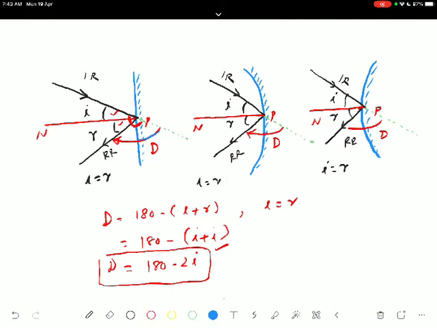Example I am writing here. Example number 1: if I is equal to 30 degrees, what is the angle of reflection? Angle of reflection R is equal to 30 degrees. And what is the angle of deviation? Angle of deviation is 180 minus 2I, so that is equal to 180 minus 2 into 30, that is equal to 120 degrees. That is the angle of deviation produced.